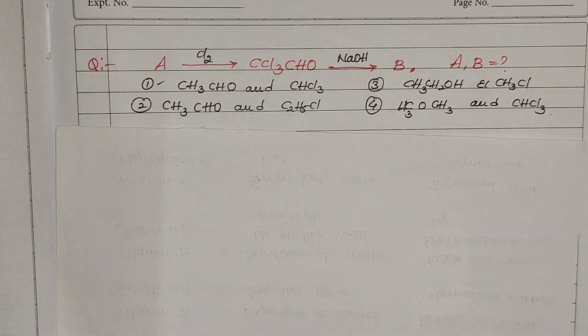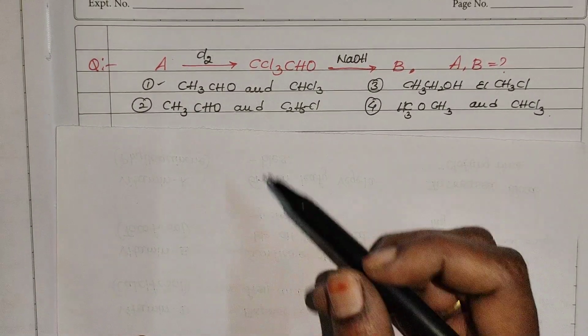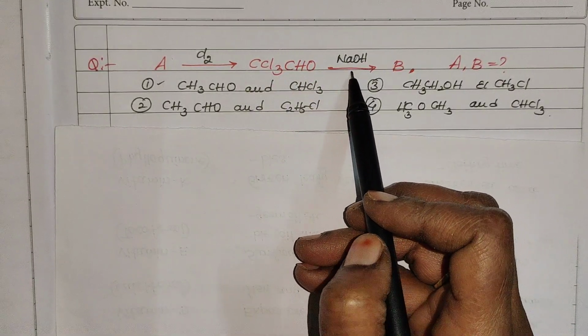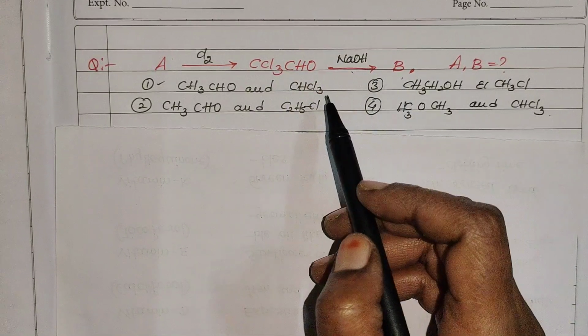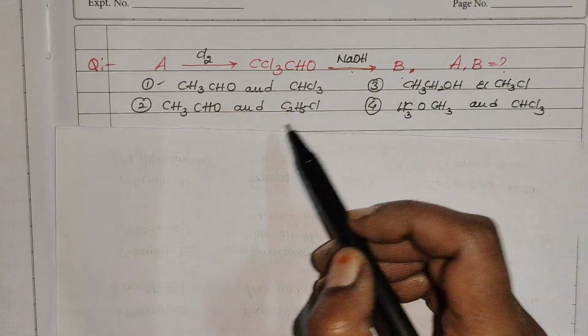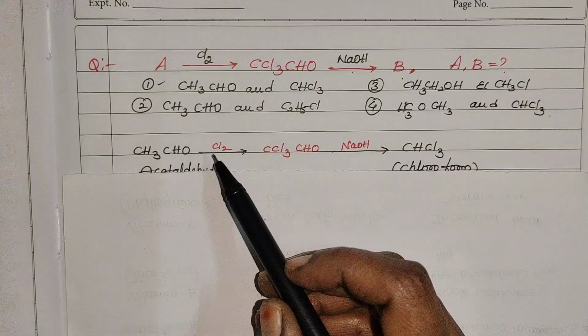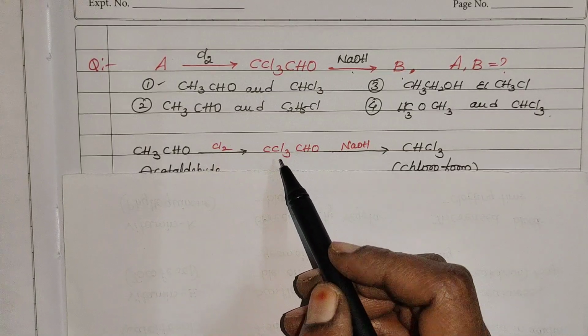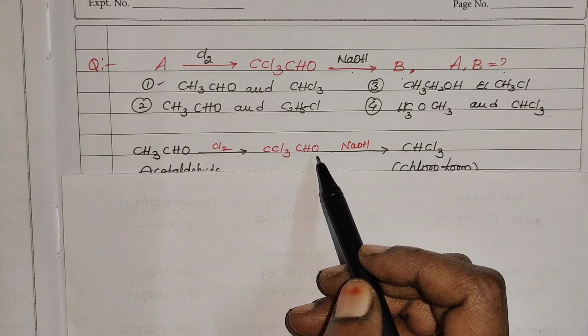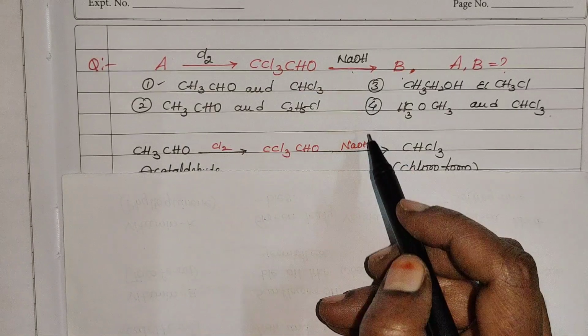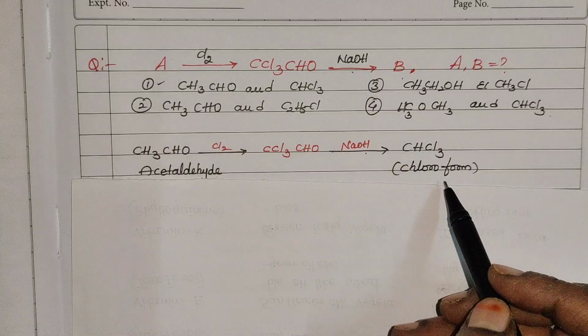Next important question, listen properly beta. A is involved in chlorination and gives CCl3CHO, and in presence of NaOH it gives B. What is the product? Here are the options, which is the correct one? First we have to write the reaction. So acetaldehyde is involved in chlorination, giving CCl3CHO, where three hydrogens are substituted by chlorines, and when it is treated with sodium hydroxide it will give chloroform.